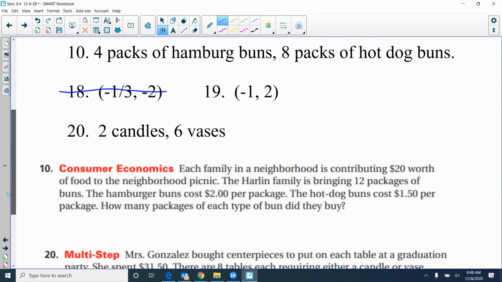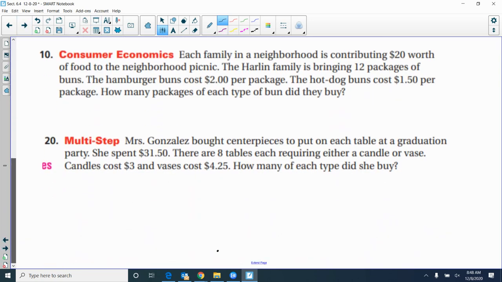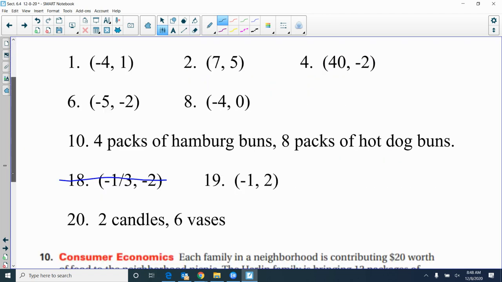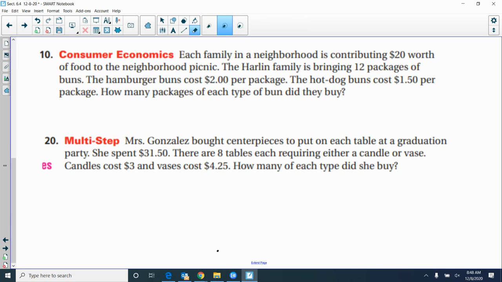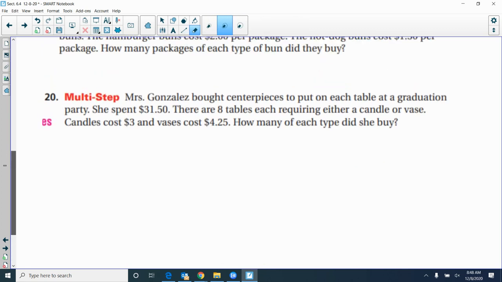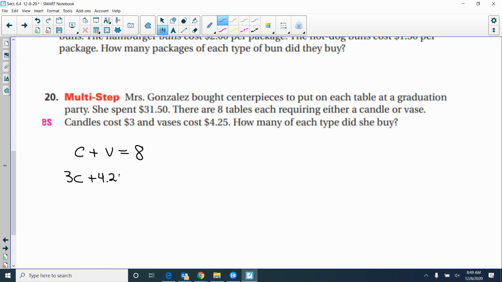Now for 20. All right, here's 20 down here. All right, Christian, what were our equations that we set up yesterday? C plus V equals 8. Okay, and then what else? 3C plus 4.25V equals 3150. Okay, so that's how much we spent.